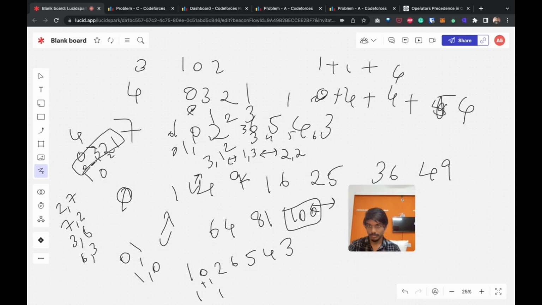Should be this one, bro. Oh, so 0, 1, 2, 3. This is the index. So you start from here. You have to put 1. Start from here. What is the closest number that you can? What is the highest number that you can?